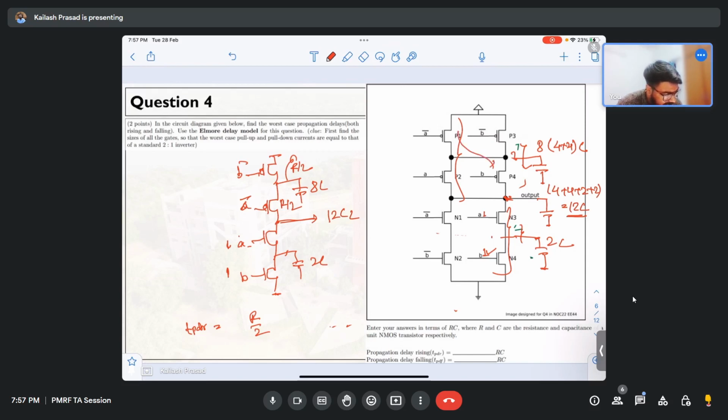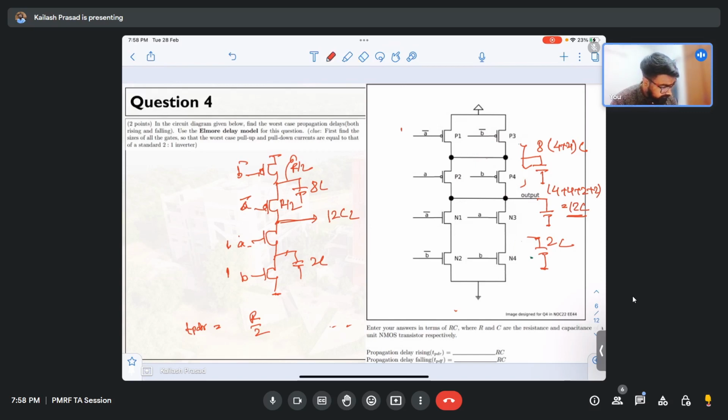So I can take A as 1. And if I take A as 1 and B as 1 for this particular circuit, so this will be off. Let us redo again.